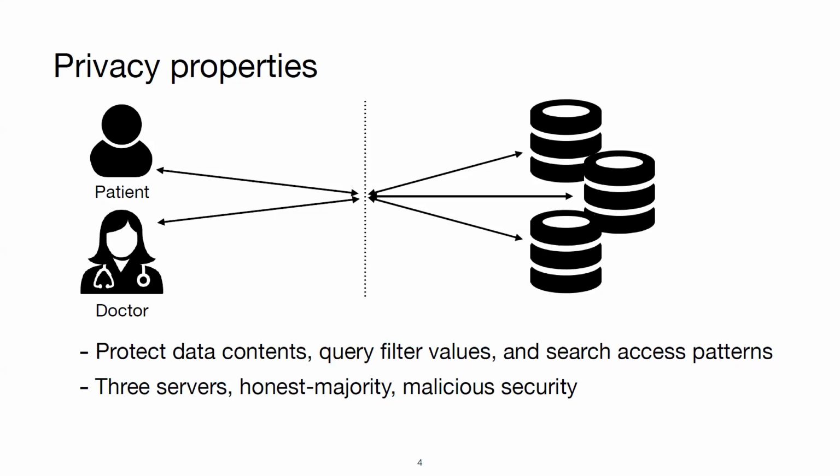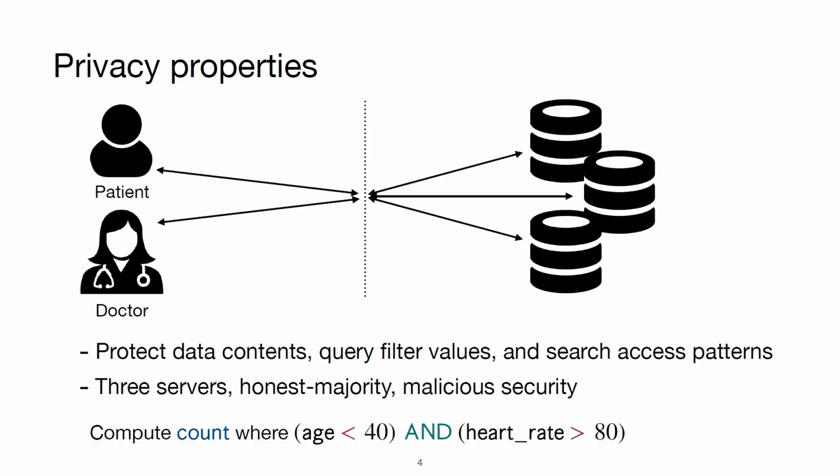However, this data is sensitive, so we want to provide strong privacy properties. So we want to protect not only the data contents, but also parts of the query. In particular, we want to protect these query filter values. So to make this a bit more concrete, we can go back to our original example query. Here we want to hide the values that we're filtering on, so the age and the heart rate value as well, and we'll have some opaque identifier associated with each feature.